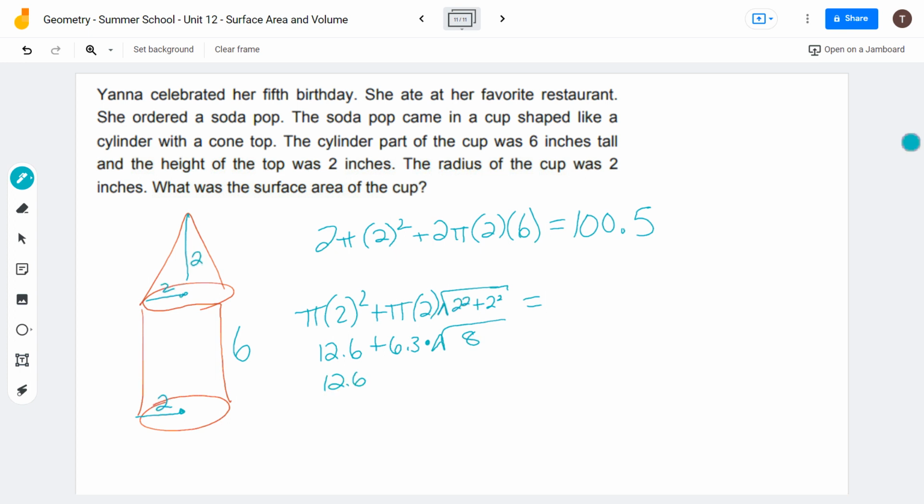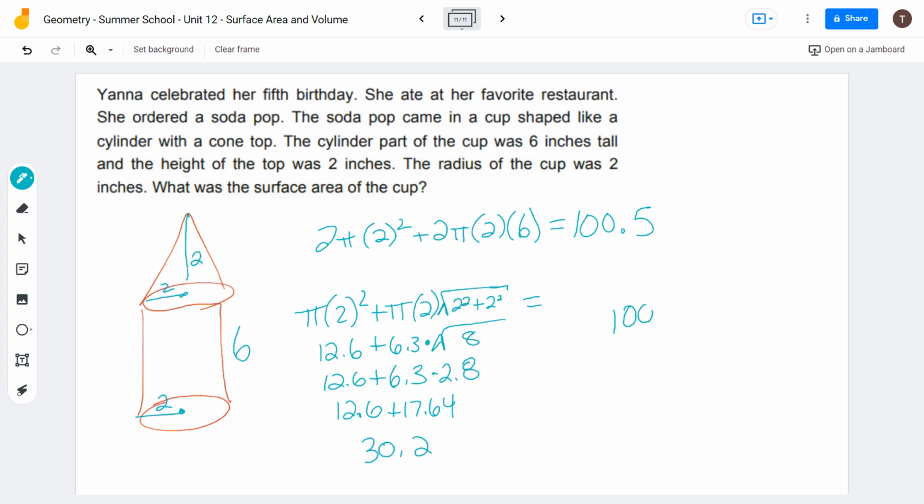So I don't want to add before I do anything. I need to finish this over here, order of operations. So the square root of 8 is 2.8. So now I'm going to do 6.3 times 2.8. So I'm going in order here. I can't add before I multiply. So 6.3 times 2.8 is 17.64. And then I can add those. 12.6 plus 17, and I should have just called that 17.6. 1 decimal is fine. That's 30.2.